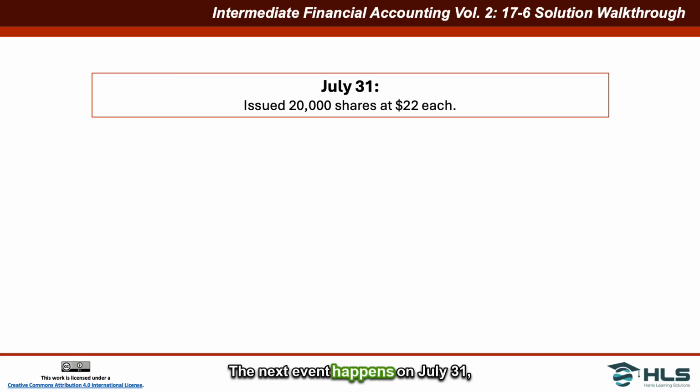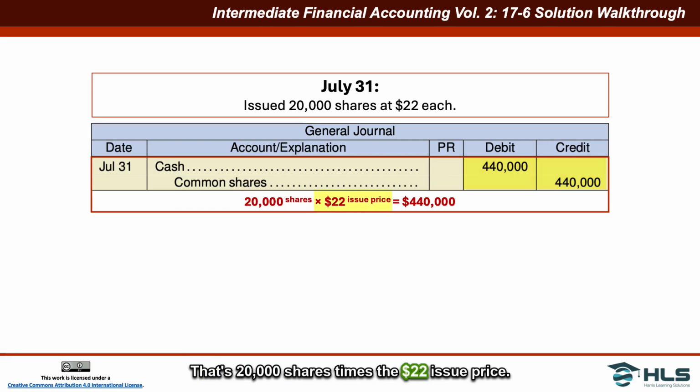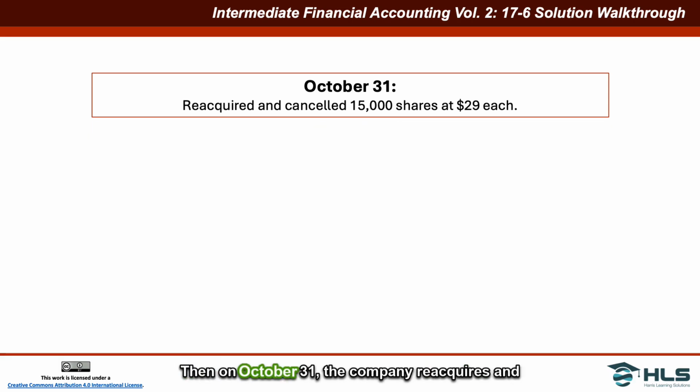The next event happens on July 31st, where the company issues another 20,000 shares, this time at $22 each. So the company is going to debit cash and credit common shares for $440,000. That's 20,000 shares times the $22 issue price. Then, on October 31st, the company reacquires and cancels 15,000 shares, this time at $29 a share.